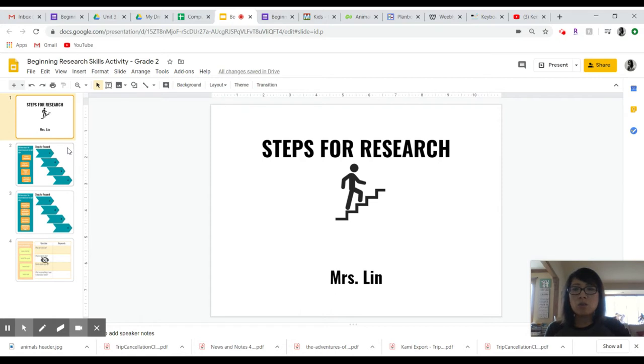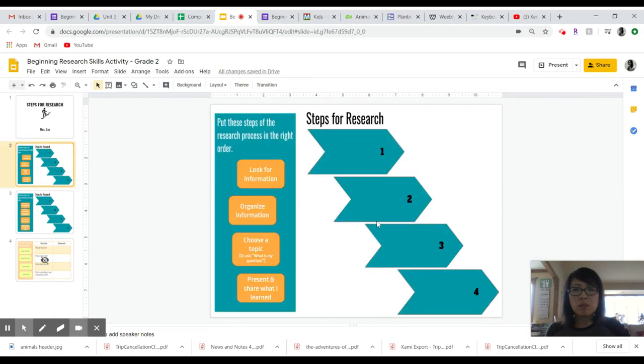Okay, so here are the four basic steps in the orange boxes. Now they're out of order, and it's our job to actually put them in the correct order. So let's look at the four boxes. The first one says look for information, okay? Organize information, choose a topic or a question that you're curious about, okay? And then the last box says present and share what you've learned. All right, so what do you think needs to happen first before we can start our research process?